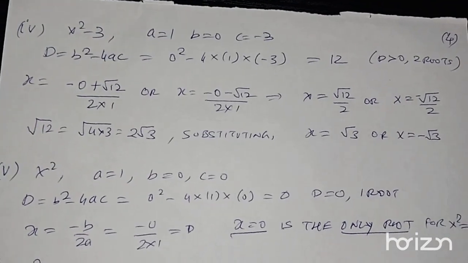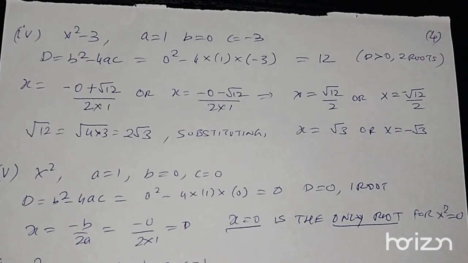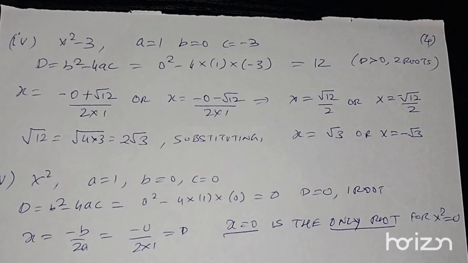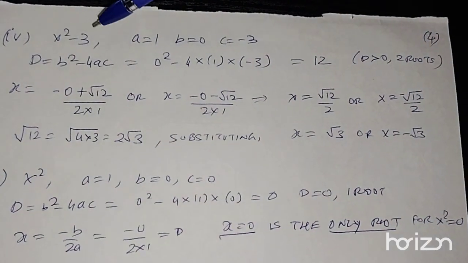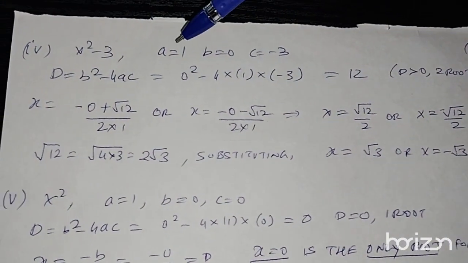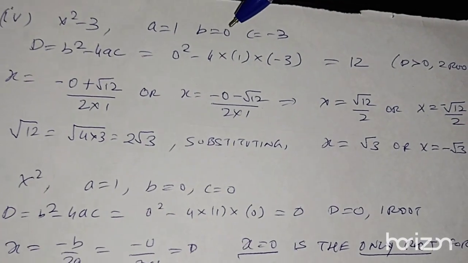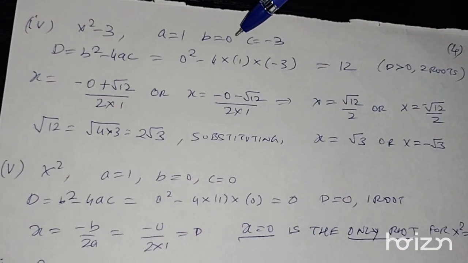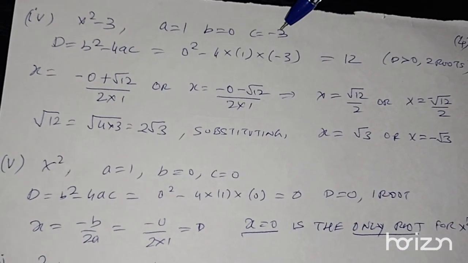Hi friends. So let's continue with our formula based solving of quadratic equations. Let us give you another problem, x squared minus 3. Here a is equal to 1. There is no x term, right? So b is equal to 0 and the constant c is equal to minus 3.